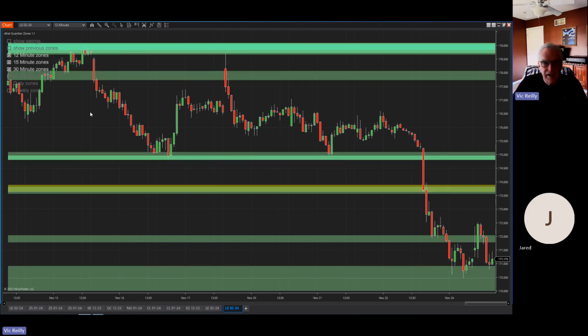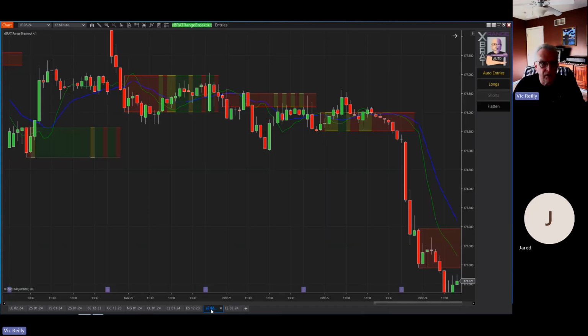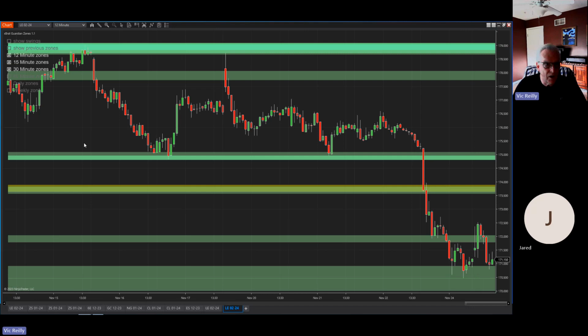So what I typically do is I could technically run it on the same chart here, but the reason I do separate charts is because every time you optimize, if you're going in and optimizing it and enabling it, then the Guardian Zones, if you have them, might take a little bit to get up and running. So I'd rather have the Guardian Zone just on a separate chart that I can look at. Now, I'm just looking at the 30, the 15, the 12-minute zones at this point in time.